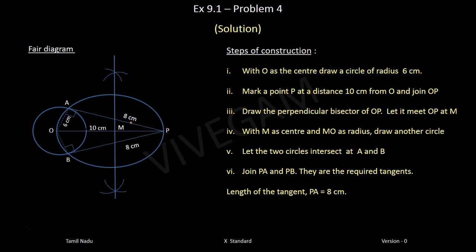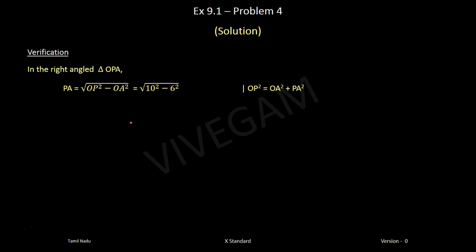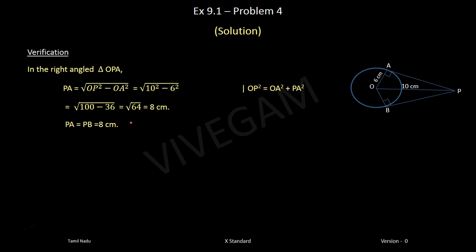Let's do the verification. How do you do the verification? This is a right angle, that is OAP, which means triangle OAP is a right triangle. In a right triangle, the square of the hypotenuse is the sum of the squares of the other two sides. So hypotenuse is 10 centimeters, which means OP square will be OA square plus PA square. So PA square will be OP square minus OA square.